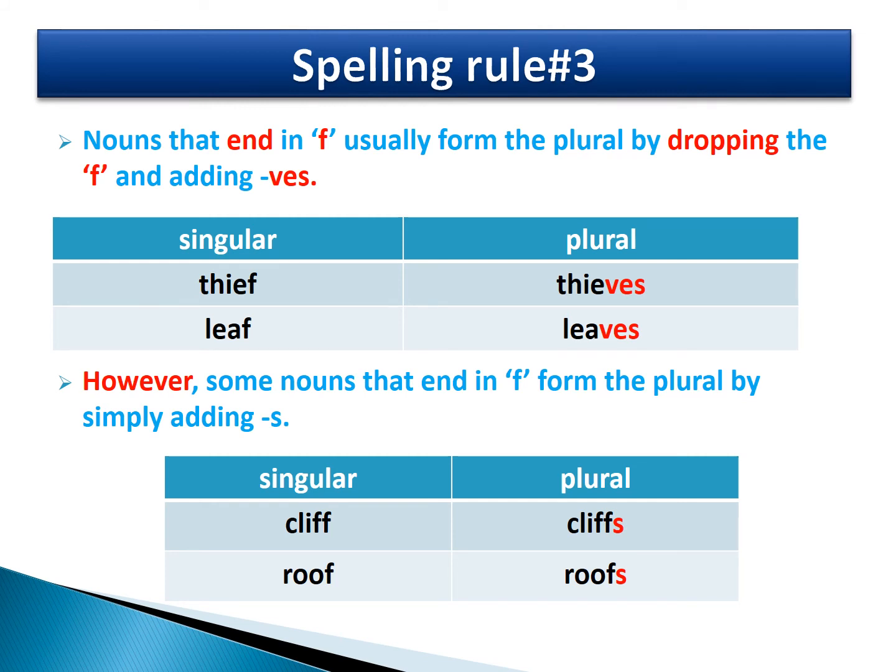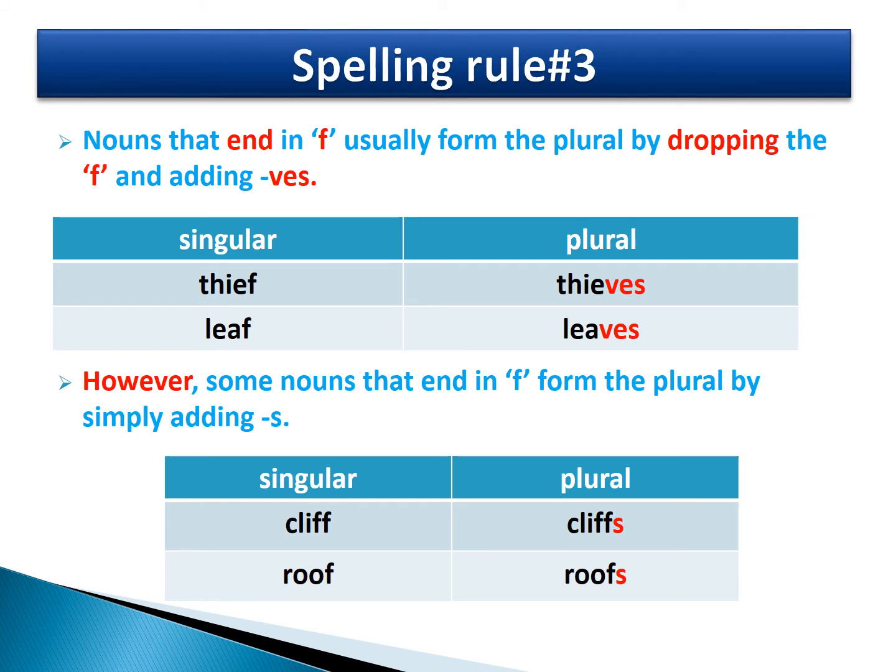Spelling rule 3 is about nouns that end in f. So, how do we change a noun ending in f into plural? Nouns that end in f usually form the plural by dropping the f and adding ves. Some examples: thief. So drop f, add ves, it becomes thieves. The same for leaf. Plural form will be leaves. Also, wife, wives. Elf, elves.